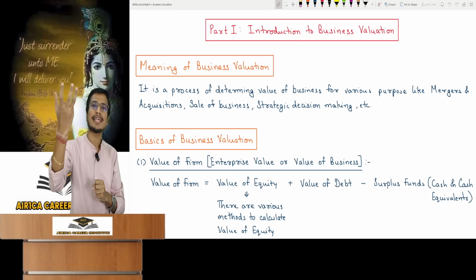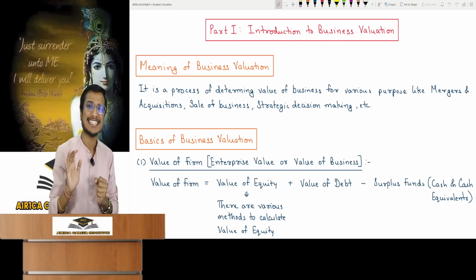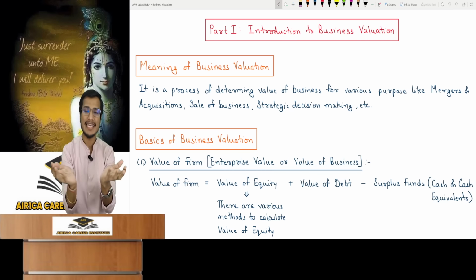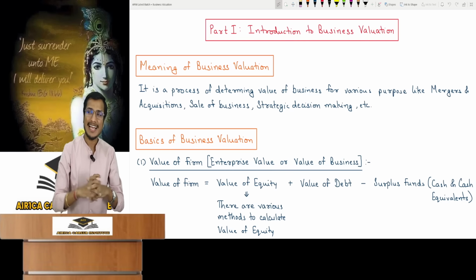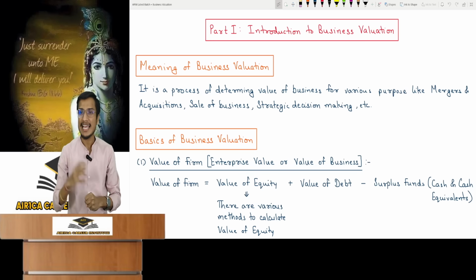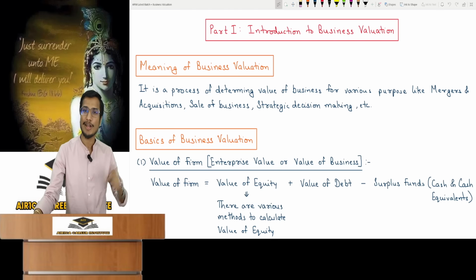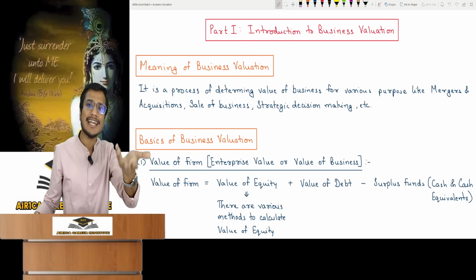Essentially, business valuation means finding the value of a business. You need to find out the value of a business, that is a company. Find the entire company's value. Finding out the value of a company is the process that you have to learn in this chapter. And so in this chapter, we are going to learn the methods for finding the value of an entire business or a company. So why do we need to find the value of a company or a business?